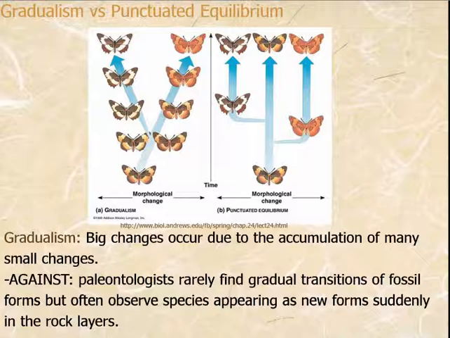So there were some scientists, we'll mention in just a second, who came up with another theory to explain why we don't find as many transition fossils as originally predicted. We often see these species appearing suddenly in the rock layers. What could be the explanation for that? And that's where we're going to get to with punctuated equilibrium.